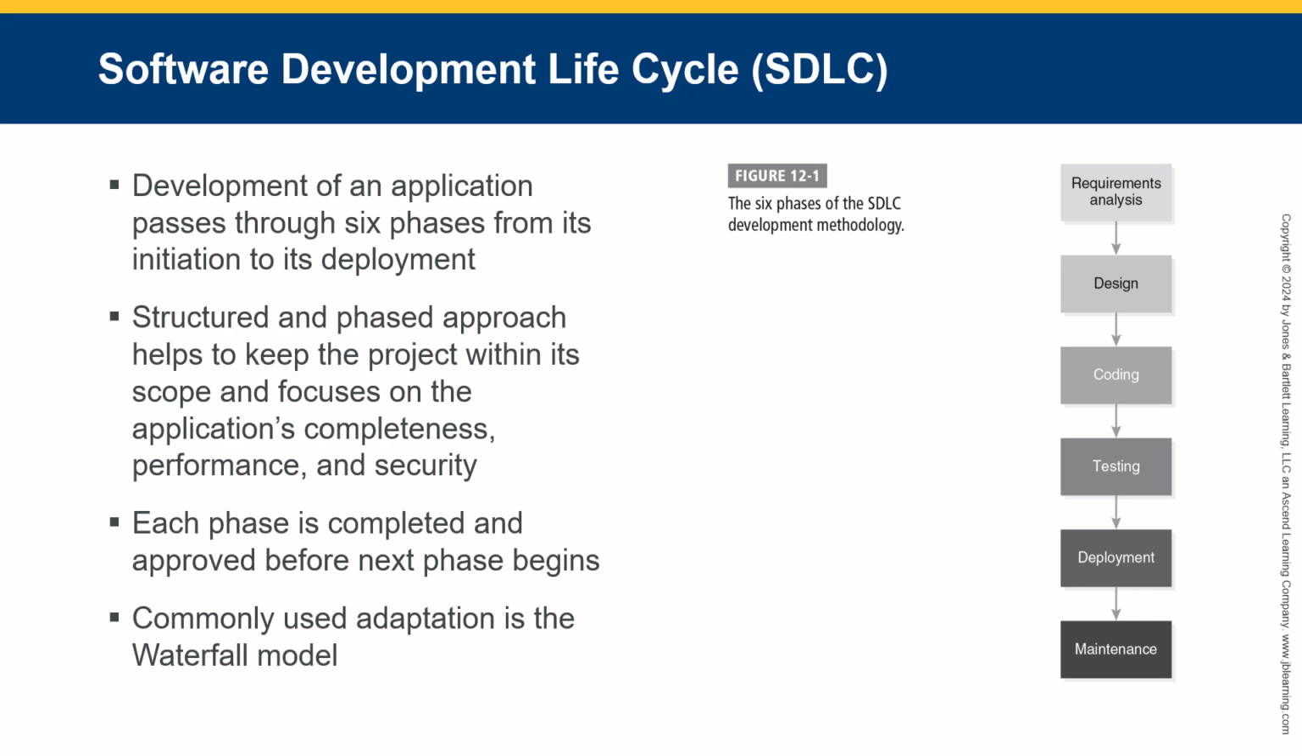The nice thing is there's a structured and phased approach that helps keep the project scope and focus for completeness, for performance, for security, for eliminating scope creep. Again, each phase is completed and approved before the next phase begins. So when we're looking at this, we're looking at the requirement analysis phase. This is also referred to as the requirement gathering phase. It will detail requirements of their proposed application or website. They're collected from the stakeholders, the SMEs, and the end users.